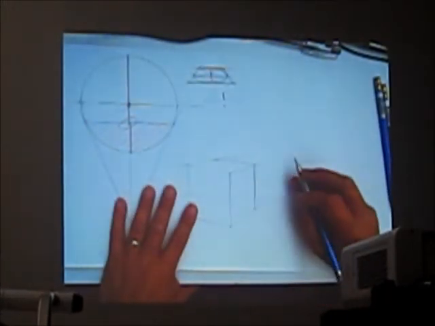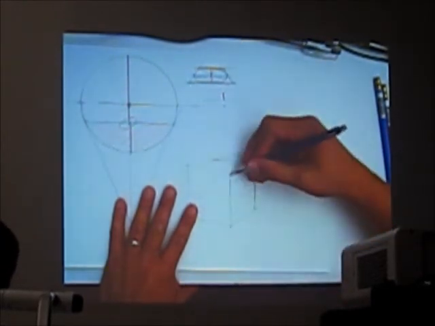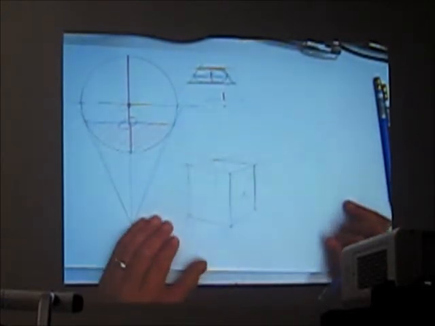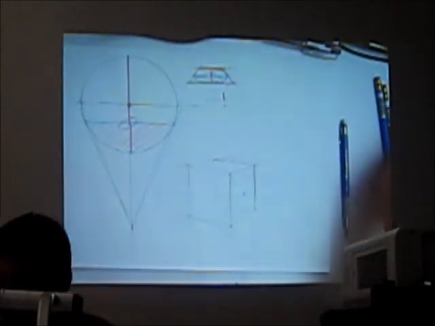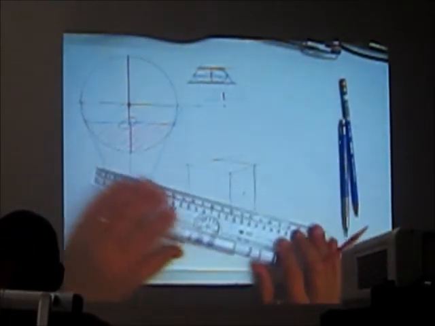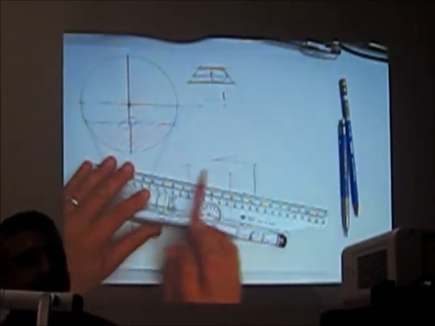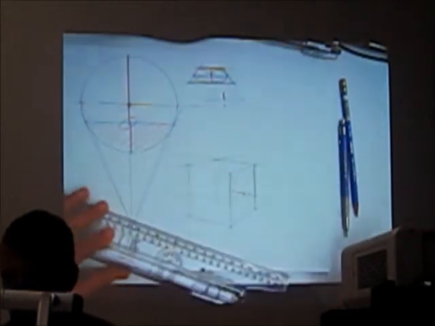If this is my square, I'm going to start by bisecting it to find the center. When I find the center of the square, I now have my minor axis. My minor axis is going to be going to the opposite VP, so my minor axis for that ellipse is going to look like that.